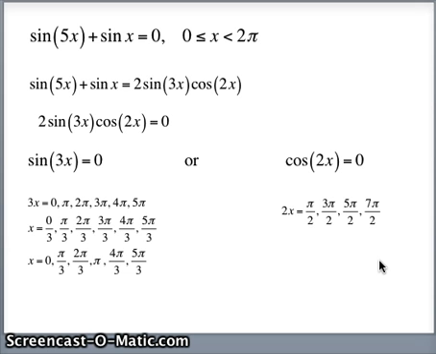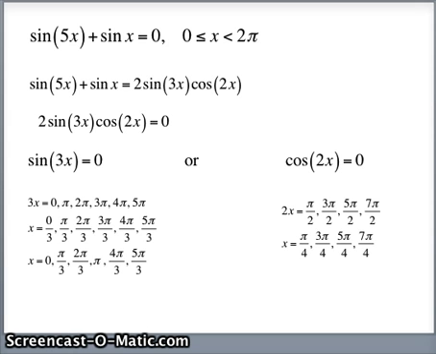Now we have to divide each one of those by 2. Dividing by 2 is the same as multiplying by a half. So pi over 2 times a half is pi over 4. 3 pi over 2 times a half is 3 pi over 4. 5 pi over 2 times a half is 5 pi over 4. 7 pi over 2 times a half is 7 pi over 4. Multiplying by a half, we get those 4 answers.